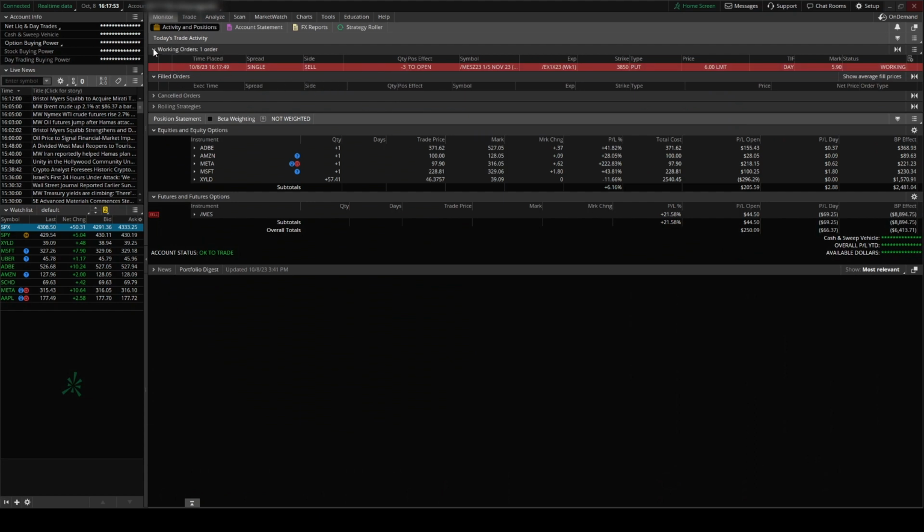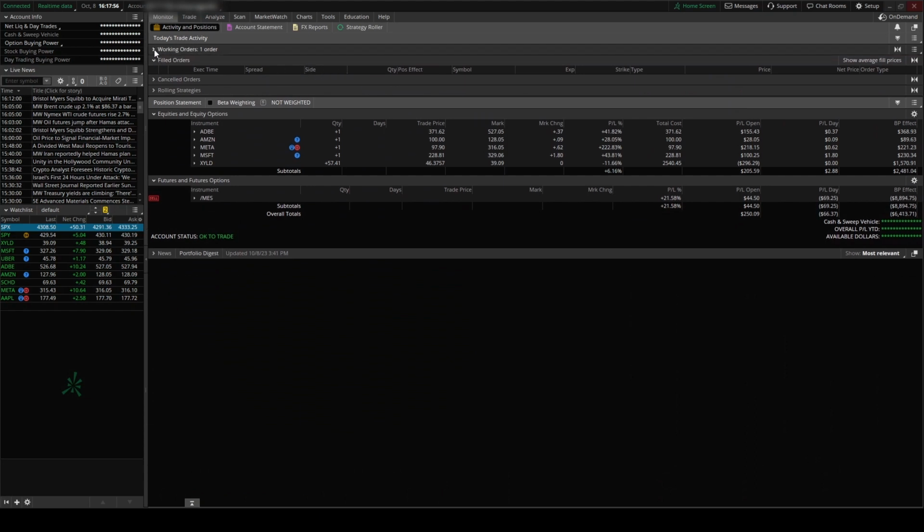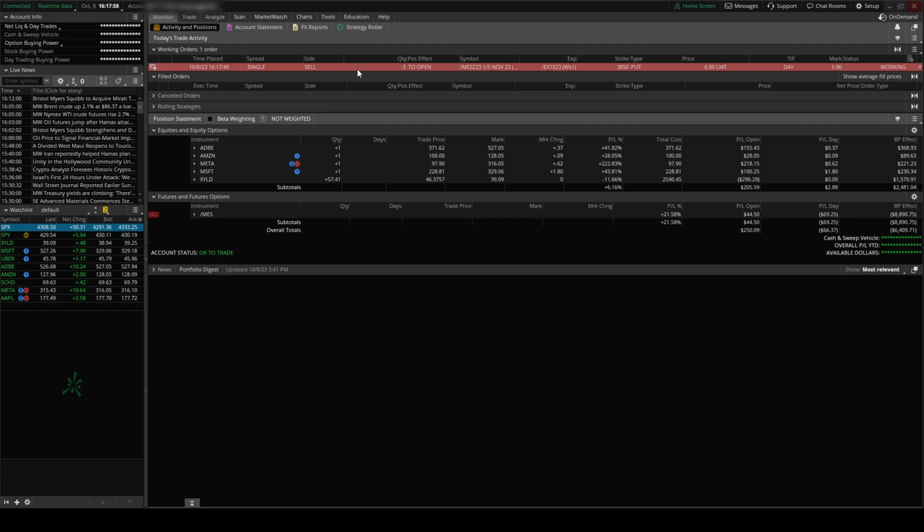Then go back to the monitor tab. Here's your order under working orders. Here, you can maximize that, minimize that. It tells you you're selling 3 to open the trade, 38.50 strike, the put, at $6. But the market right now is saying no. I can sell it to you for $5.95. So it doesn't look like it's going to give this to us for $6.